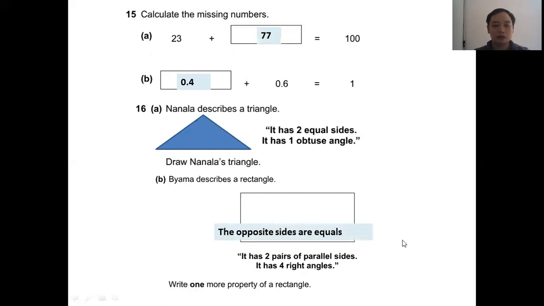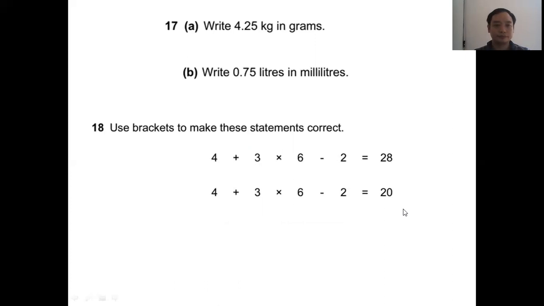So the third property of the rectangle is that the opposite sides are equal. So these 2 sides will be equal. These 2 sides will be equal.